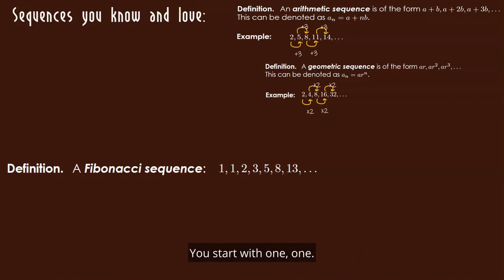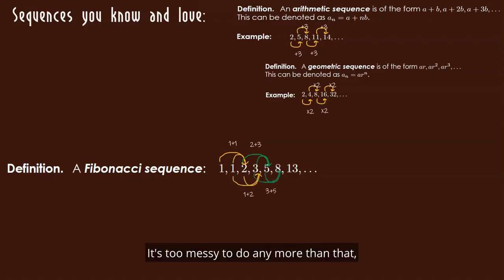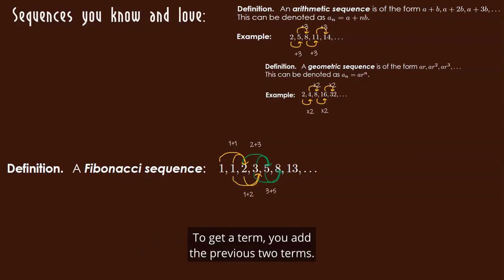You start with 1, 1. To get the next one, you add the two ones to get a 2. And then you add the next two. The next ones are a 1 and a 2. You add those two to get the 3. Then the next two are a 2 and a 3. You add those to get the 5. You add the 3 and the 5 to get the 8, etc. It's too messy to do any more than that, but you get the picture. To get a term, you add the previous two terms.